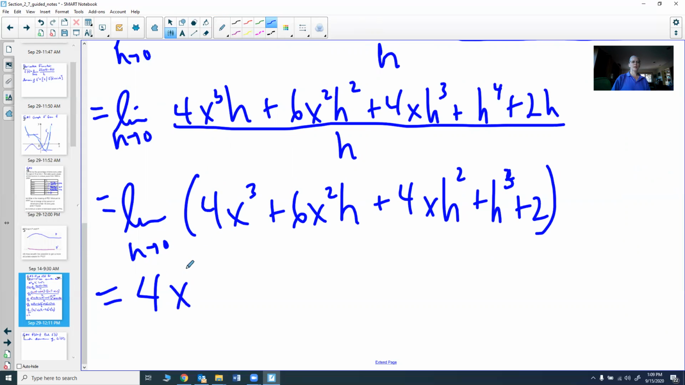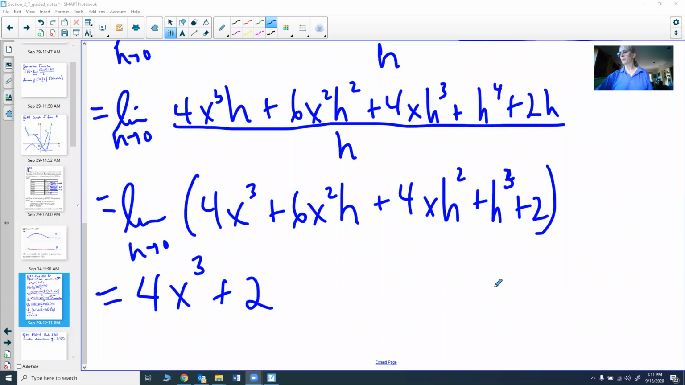So 4x cubed has no h's in it. So it really is considered a constant for h. So it's the limit as h goes to 0, 4x cubed is just 4x cubed because there's no h there. The limit of this term, if you put 0 in for h, you're going to get 0. The limit of this term, you put 0 in, you're going to get 0. Same thing here. And then you're going to have plus 2. All right, so there was that example. That's how you find a derivative.